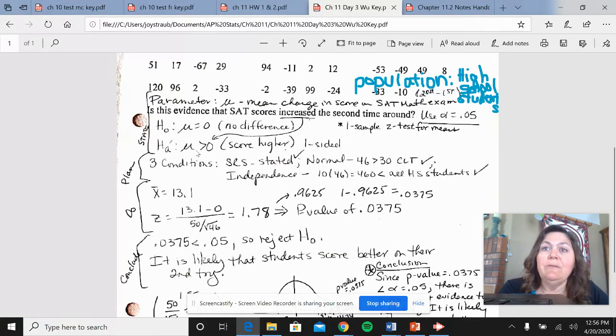So now we go to our conclusion. Since p equals 0.0375 is less than our alpha at 0.05, we can reject H0. And then we need to put that in context. What does that mean in context? So it is likely that students score better on their second try. Because remember, if we can reject H0, then HA is likely. So we need to put that in our context.